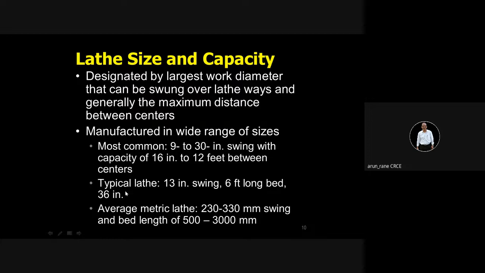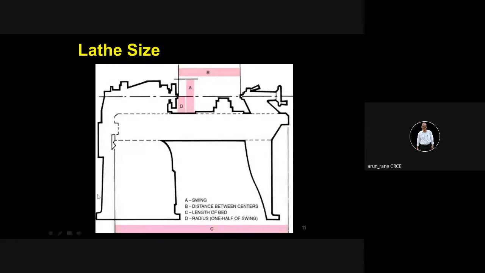So like this, 13 inches swing means a 13-inch diameter workpiece can be accommodated, and 6 feet long means the length of the workpiece which can be accommodated is 6 feet. Now again, the length of the workpiece can be between centers or between chuck and center, but more or less by default it is always between centers. See, this is what the swing means.